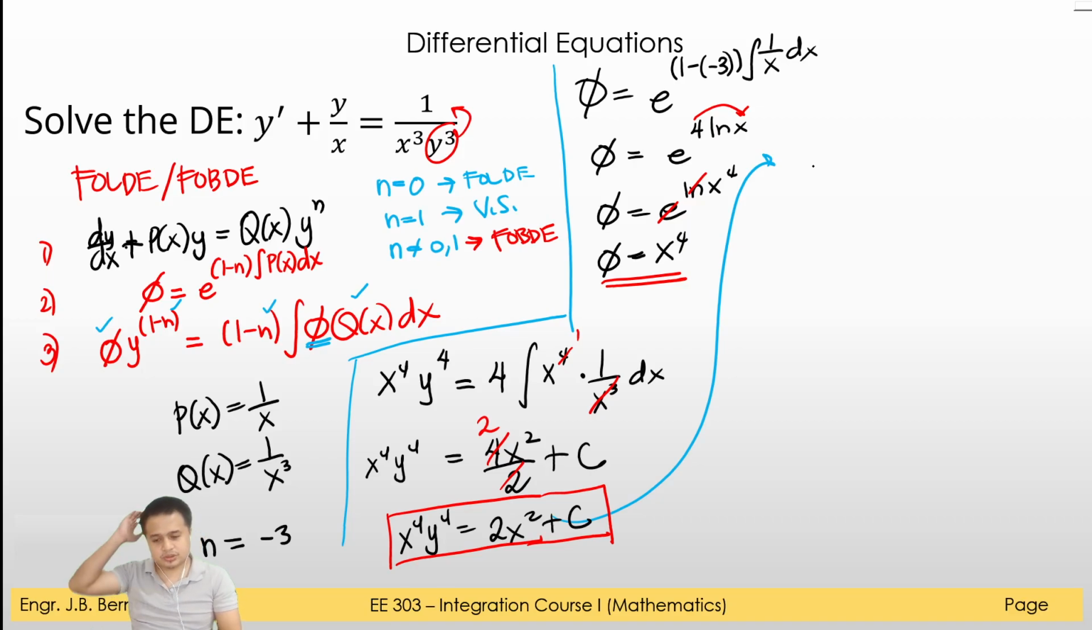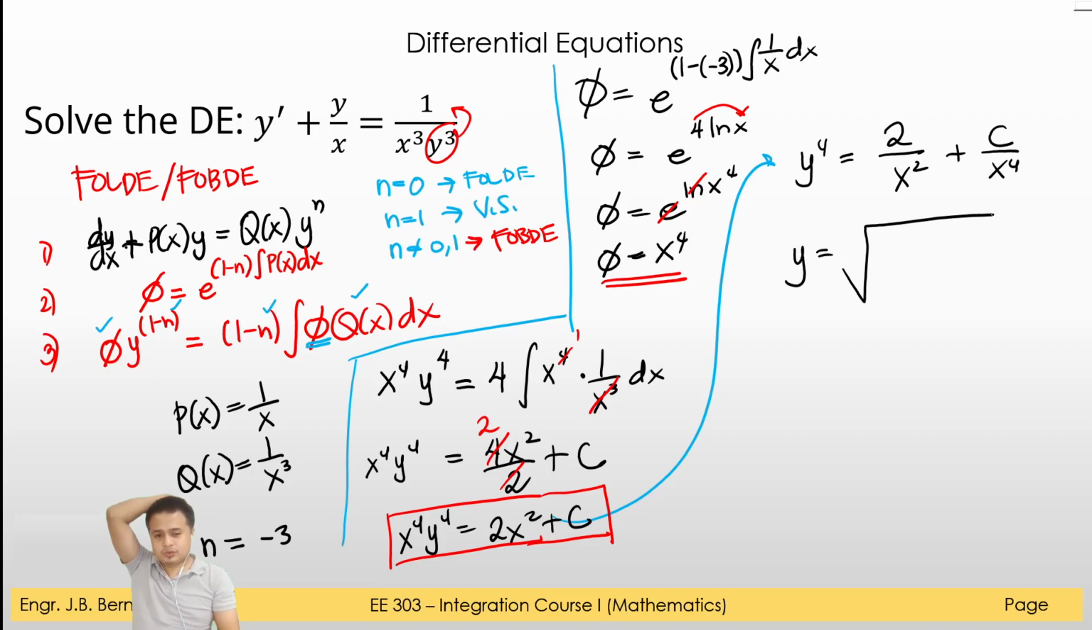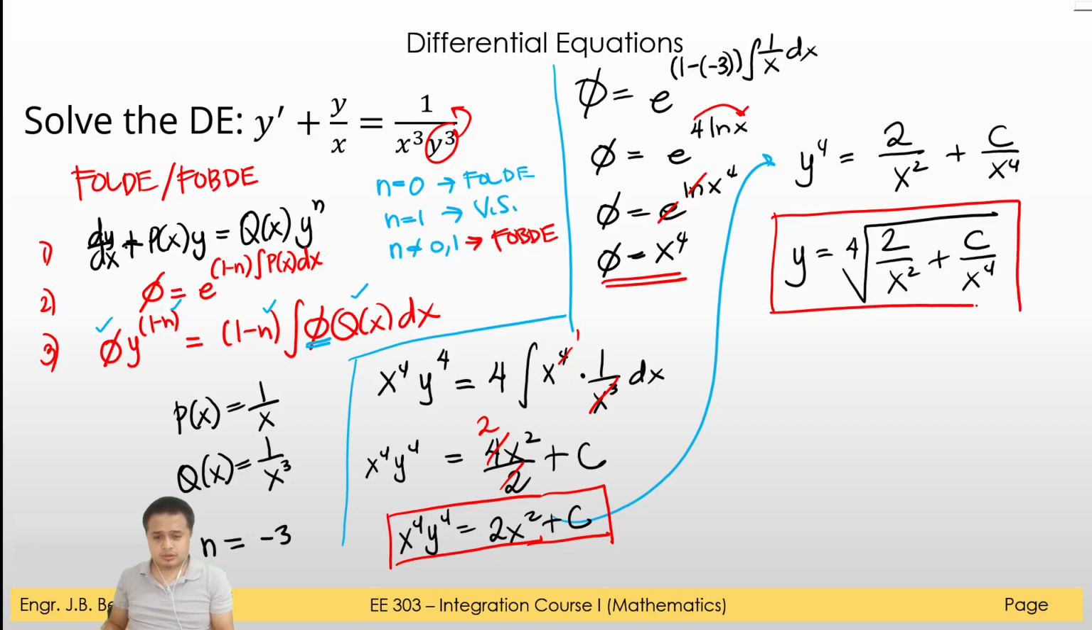usually Bernoulli and first order linear differential equations are expressible as an explicit function of y. So you have here y raised to 4 is equal to, divide both sides by x raised to the fourth power, so we have 2 over x squared, and then plus c over x raised to the fourth power. So to simplify this, you have y as the fourth root of 2 over x squared plus c over x raised to 4. So this will be your simplified answer in an explicit function of y.